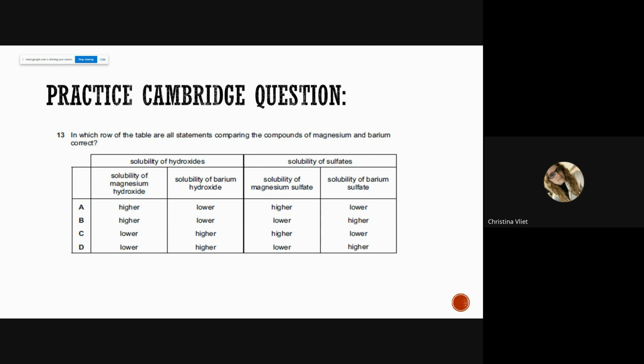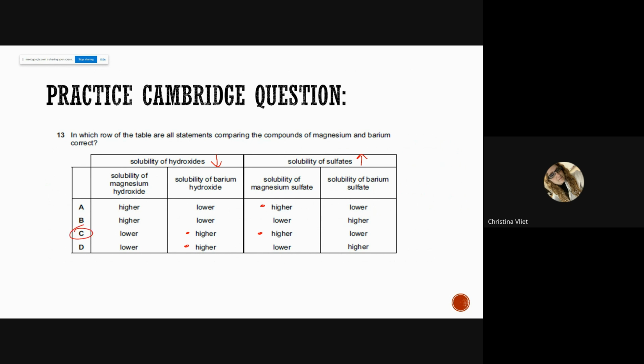Barium, right? So it's either C or D. And then sulfate, which one's more soluble, magnesium sulfate or barium sulfate? Right. So remember, hydroxides is down, sulfates is up, the periodic table. So here we would be looking at the answer to be magnesium. So the correct answer for both is C.